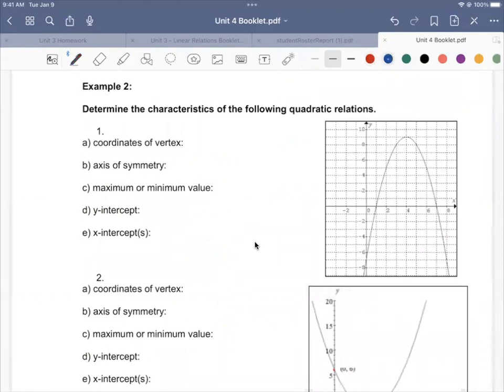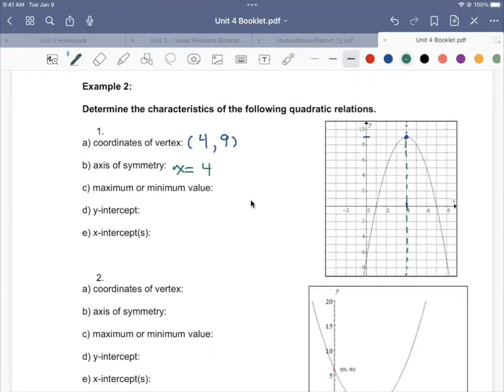If I look at the coordinate of the vertex, it's going to be this point right here as it goes from increasing to decreasing, which is 9 on my y-axis and 4 on my x-axis. So I get the value of (4, 9). My axis of symmetry is going to be right here, and this is going to be when x is equal to 4.